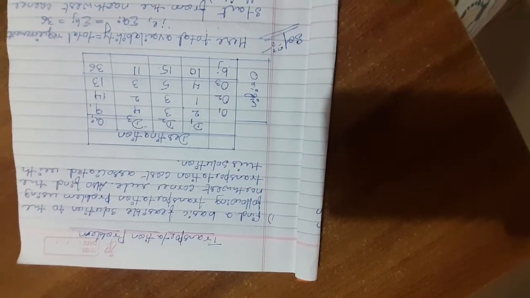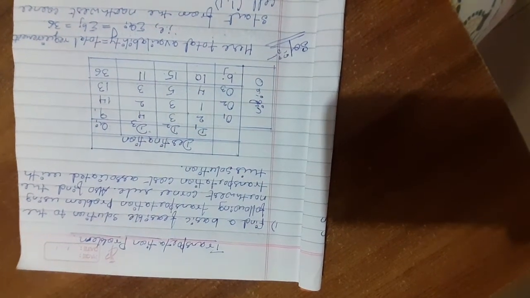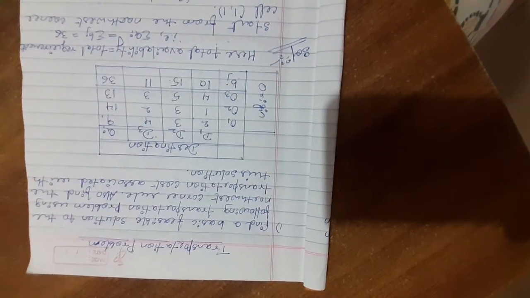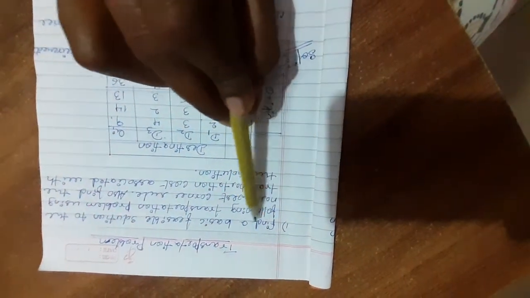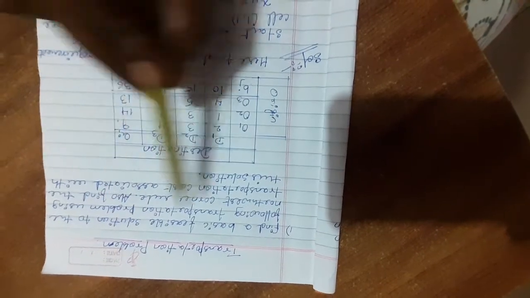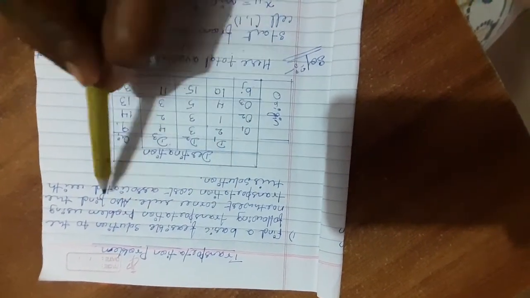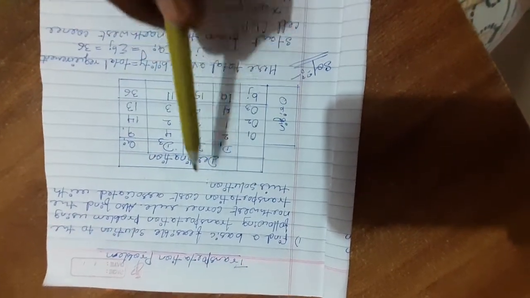Hello my dear students, in the previous class we have discussed problems on replacement theory. Now we'll have a look at examples on the transportation problem. So let us start. Find a basic feasible solution to the following transportation problem using the northwest corner rule. Also find the transportation cost associated with the solution.